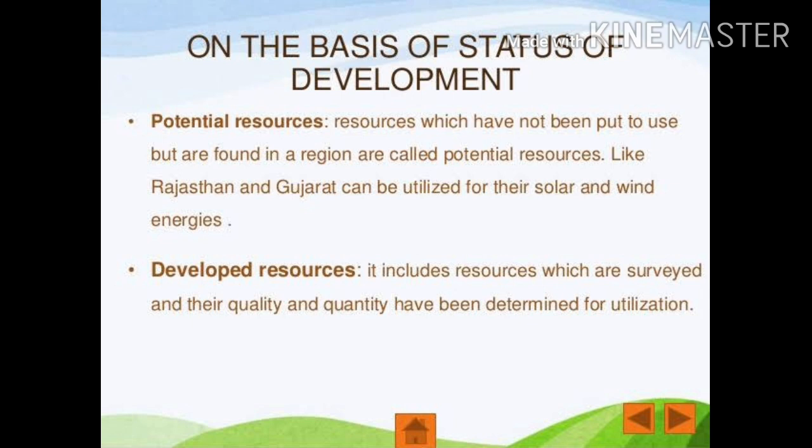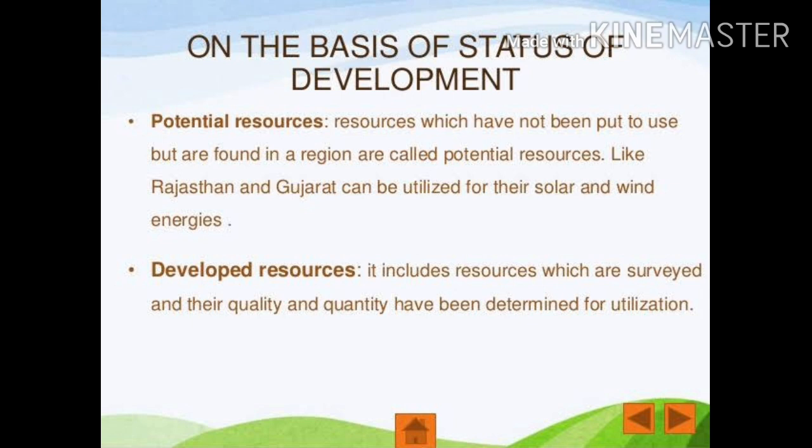So let's come to the potential resources. Potential resources are the resources which are found in a region but which cannot be utilized. Like in Rajasthan and Gujarat, we are having more heat because of the topographic nature. So here we can get solar energy and even wind energy also, but we are not utilizing this energy. So these are called potential resources. Potential resources are the resources which we know about but we are not utilizing properly.